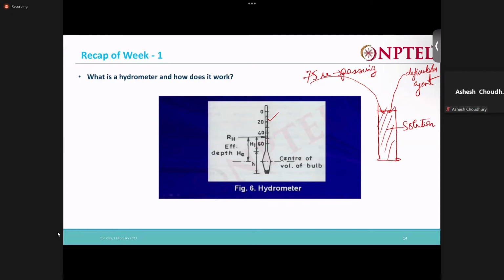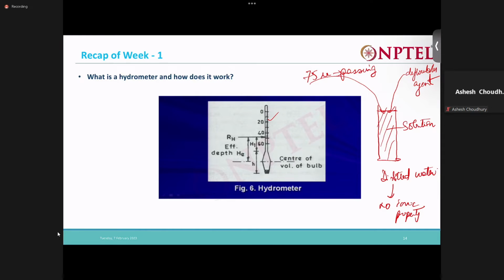So here we have a solution. This solution comprises the soil which passed through the 75 micron sieve, some chemical agent, and water. And this water should be distilled water. Distilled water means that there should be no ionic property, that is, there should not be any minerals, because if there are any minerals, those minerals will act as a flocculating agent. Those minerals will bind the soil particles with each other, and then the apparent size of those particles will increase. So we have to use distilled water.